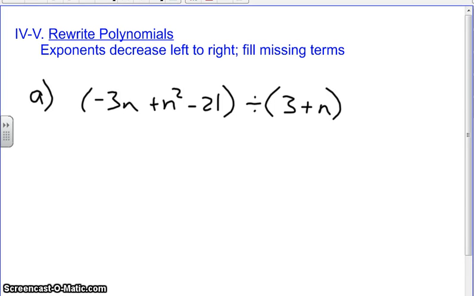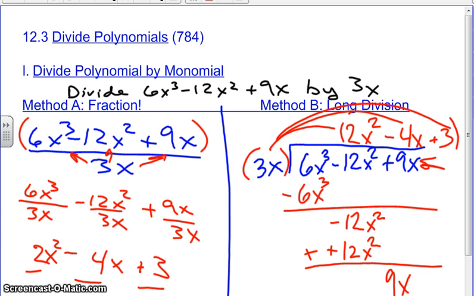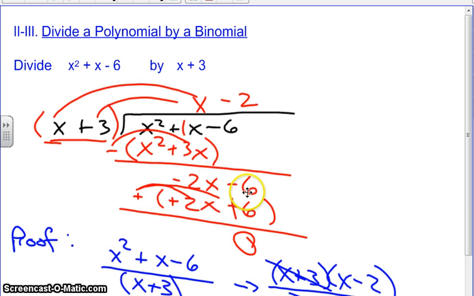Okay, today we are continuing in 12.3, divide polynomials, and then we're going to take it the next step. So, let's go back and recall yesterday. Yesterday we were dividing, and we learned how to use long division, dividing a polynomial by a monomial, and then we divided a trinomial by a binomial, right?